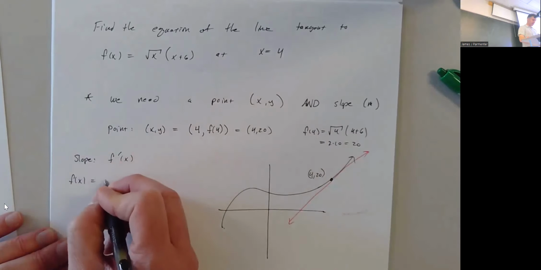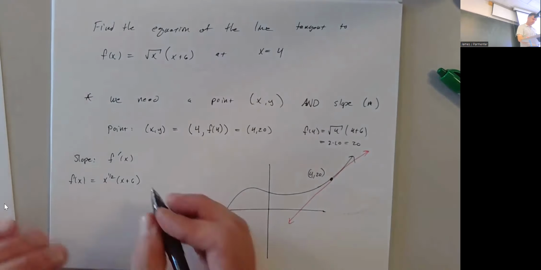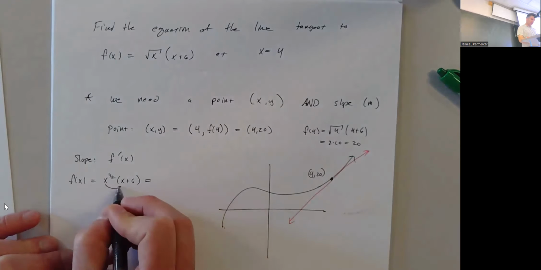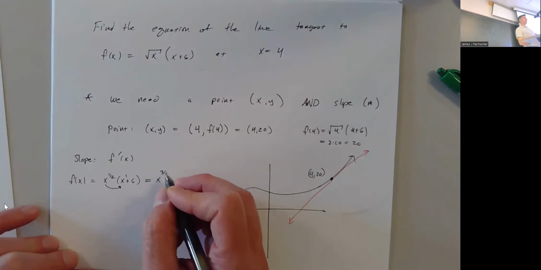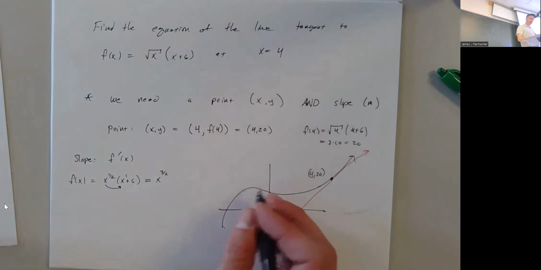f of x is the square root of x, which we want to write as x to the 1/2. Almost always, if you know you're going to be taking a derivative, it is better to write a square root as x to the 1/2, a cube root as x to the 1/3, any sort of root as x to the 1 over that root power. So if I distribute, x to the 1/2 times x to the 1 is x to the 1/2 plus 1, which is 3/2, or if you prefer, you could write 1.5, but we usually like fractions as our powers. And then x to the 1/2 times 6 is just 6 times x to the 1/2.